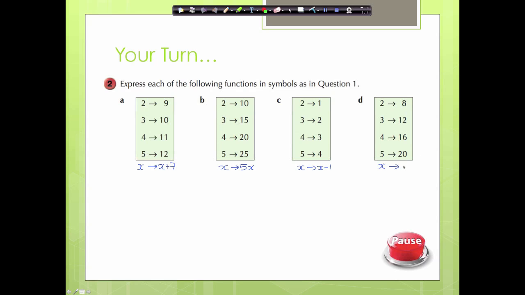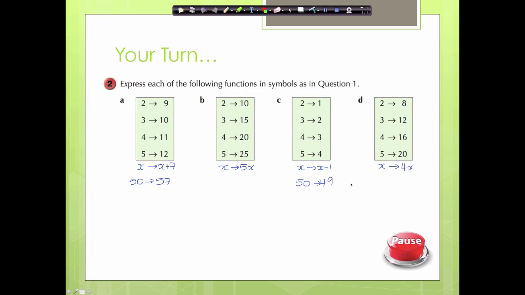So if I wanted to know what my output would be if my input was 50 for any of these, I just put in 50 plus 7. So if my x is 50, my output is going to be 57. Okay, and it's a similar thing for the rest of this. If x is 50 here, minus the 1 gives me the 49, and so on.